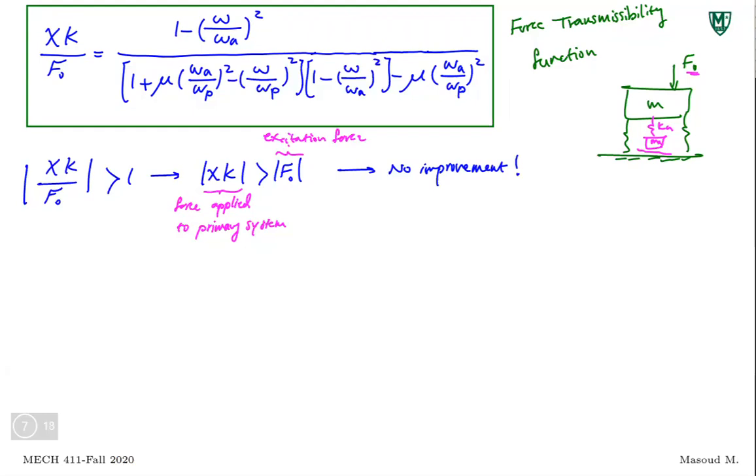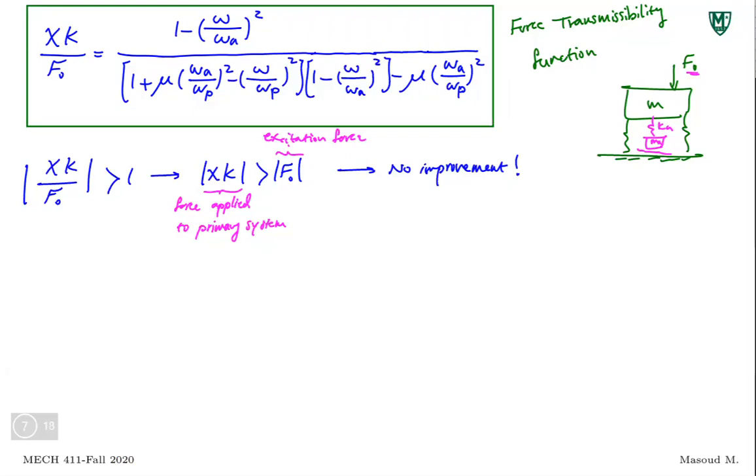Adding the spring mass system to my primary structure was supposed to absorb the energy from the external excitation force to improve my situation. So my primary structure does not go through some big displacement, does not have to tolerate a lot of force. If this happens, if the magnitude of xk over F naught is greater than 1, it means adding the spring mass system actually made the situation worse.